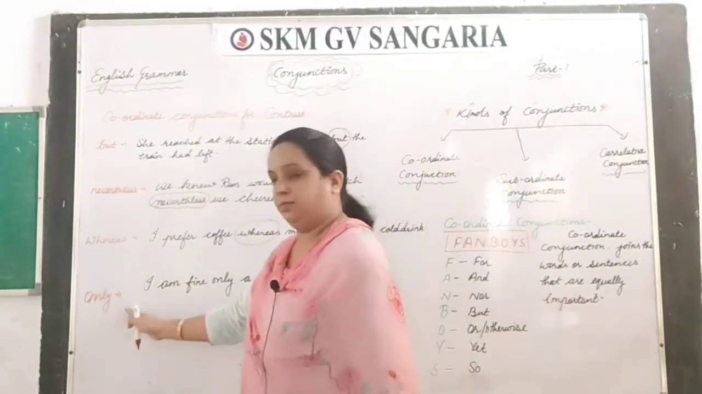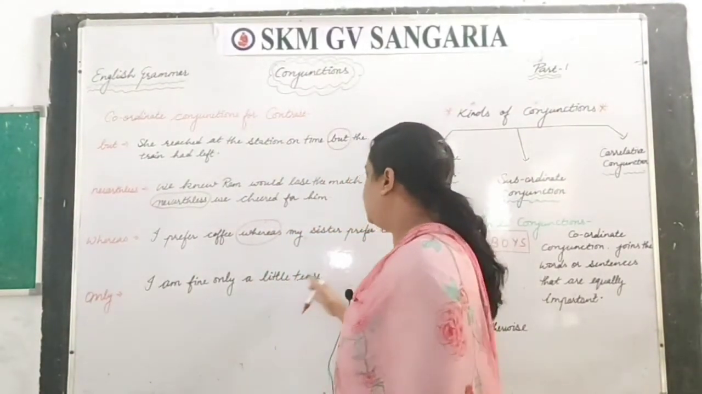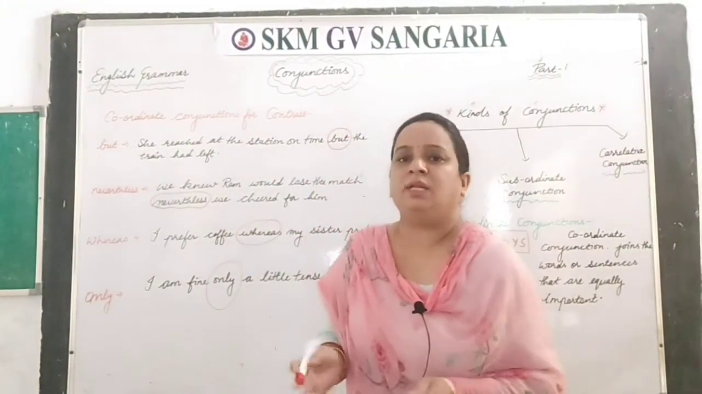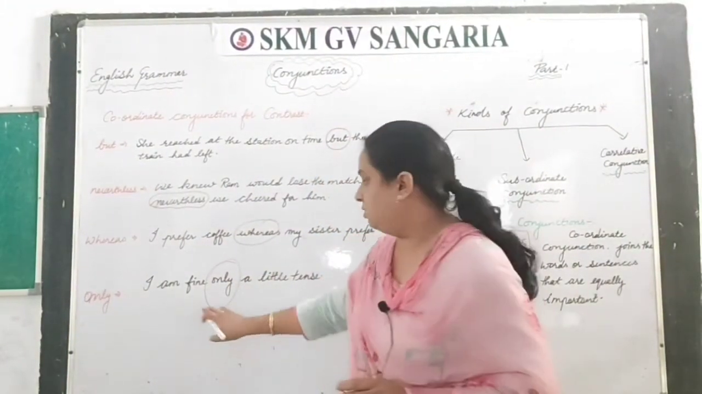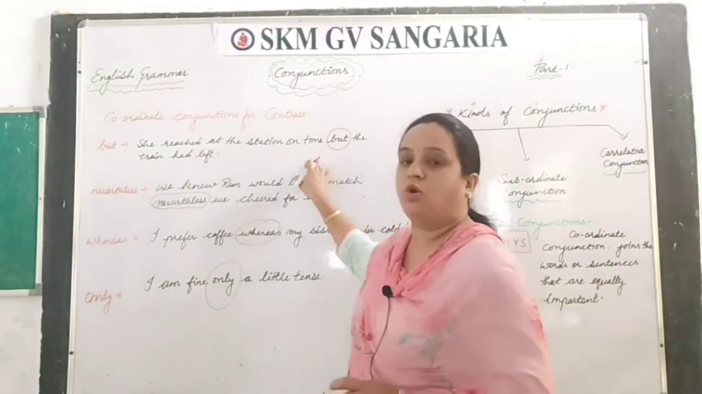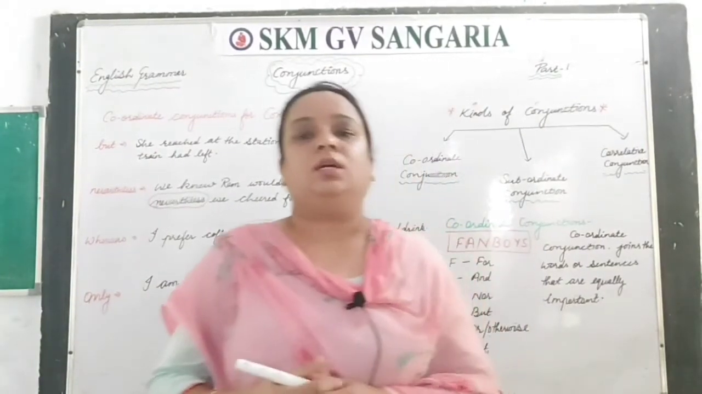Next is only. Only: I am fine, only a little tense. So this only is what? I am fine but a little tense, right? So this is giving the sense. So only, whereas, nevertheless and but, these all are the conjunctions which are used to tell the contrast.